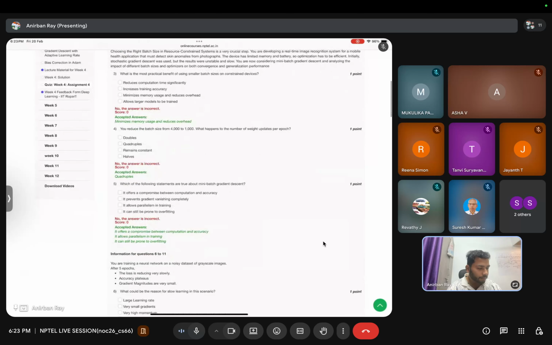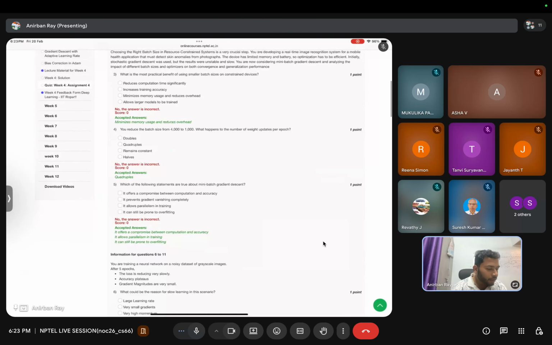Oh, there are many answers here actually. So parallelism in training, what does that mean? You can give some mini batches to one computing device, other mini batches to another computing device, some other mini batches to another computing device, and then accumulate the gradient updates of all those devices into a single value, and then do backpropagation.